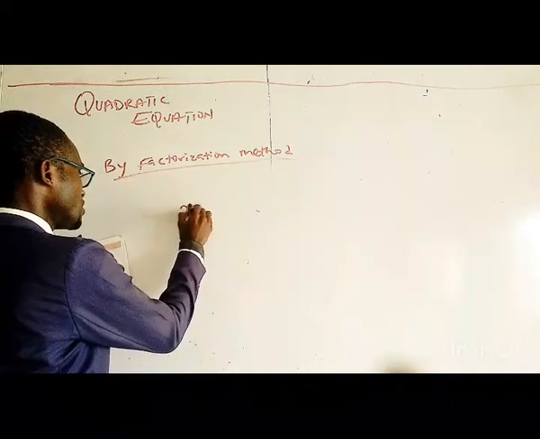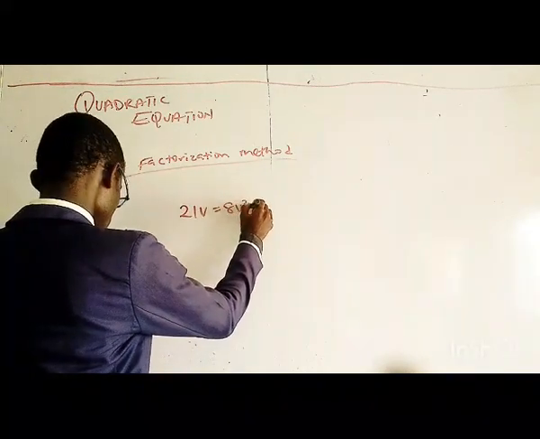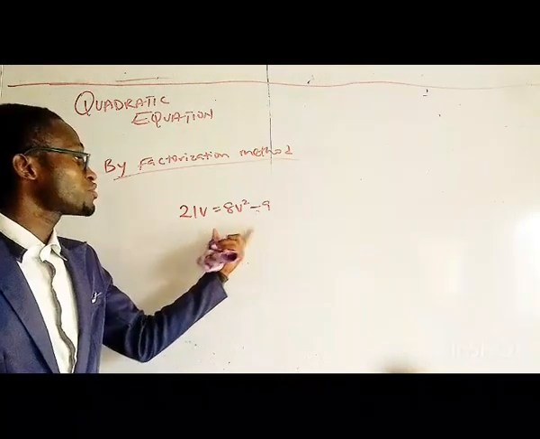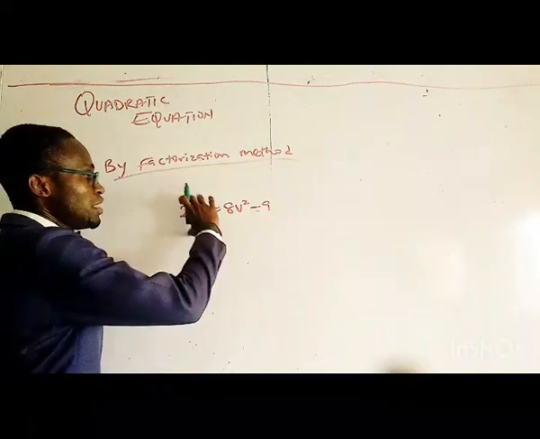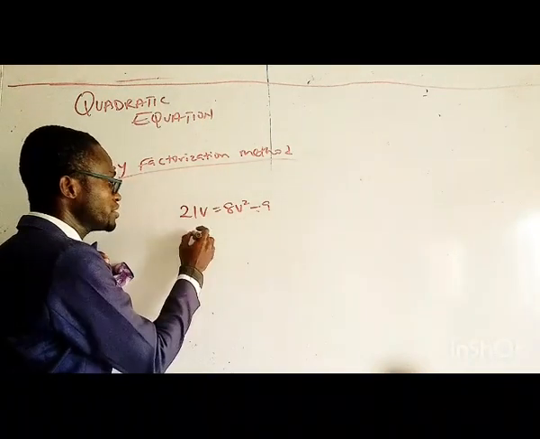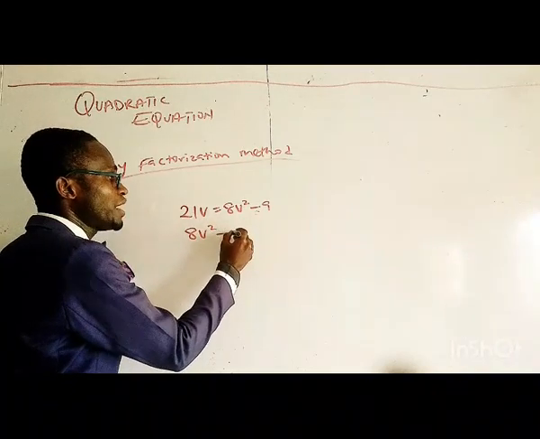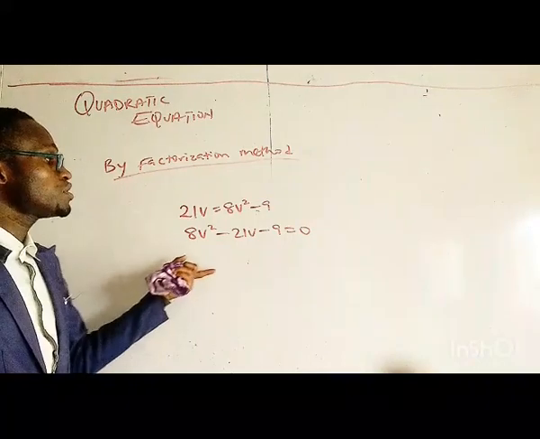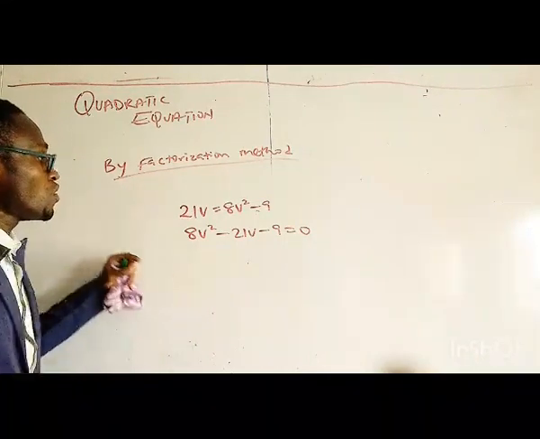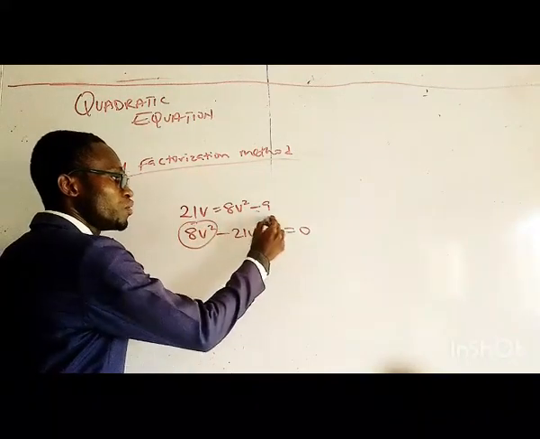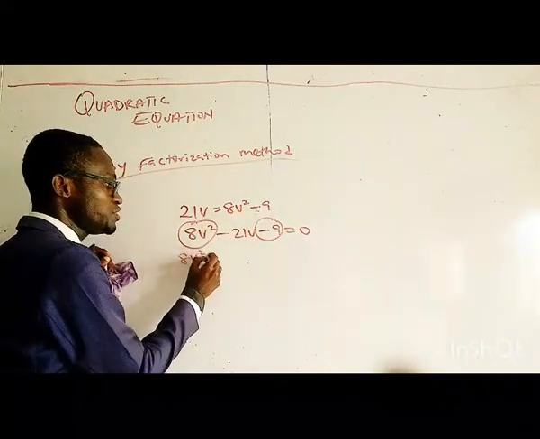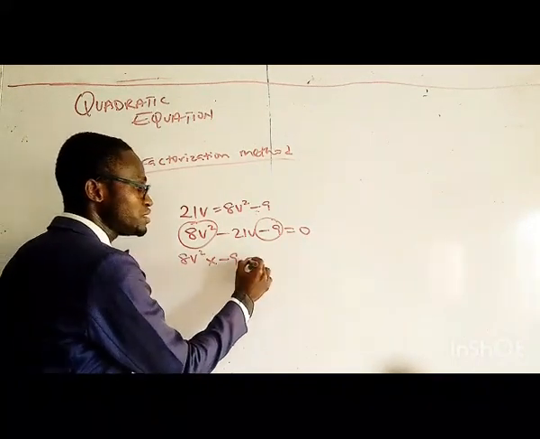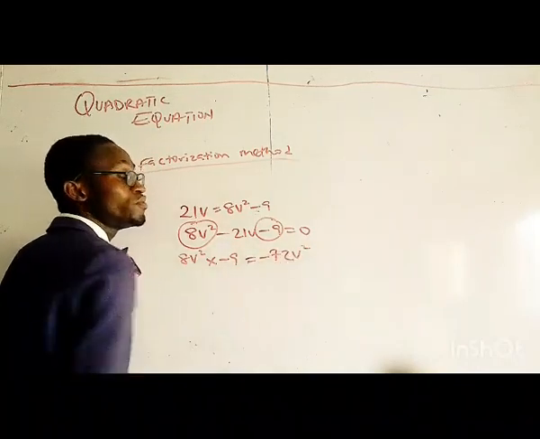Now let's say we have something like this: 21v is equal to 8v squared minus 9. The first thing we are going to do is arrange this. We decide to take this to the other side: 8v squared minus 21v minus 9 is equal to 0. Now what is the next thing to do? We multiply this with this, that is 8v squared times minus 9, which is going to give us minus 72v squared.